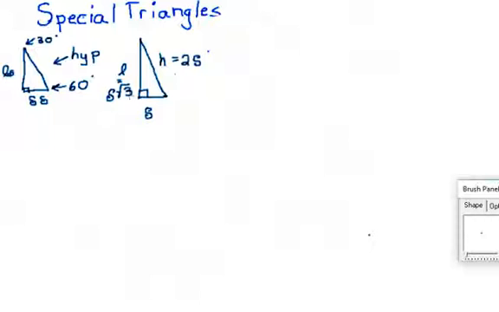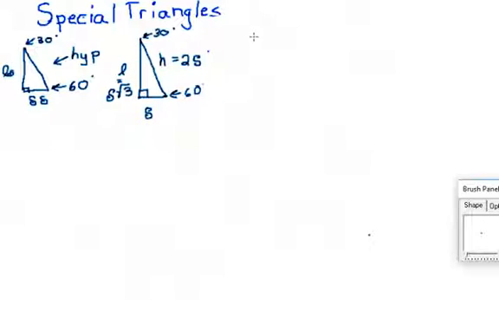Now I remember the square root of 3 because this is 30, which is divisible by 3, this is 60, which is divisible by 3, and this is 90, which is divisible by 3. So that's the way that I remember S times the square root of 3 equals the long leg.